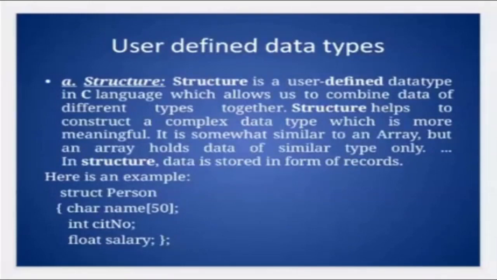A structure, which is a user-defined data type in C language, allows us to combine data of different types together. Structure helps to construct a complex data type which is more meaningful. It is somewhat similar to an array, but an array holds data of similar type only. In structure, data is stored in the form of records. So here is an example of a struct variable. Here a person's personal record is given, which includes the name of the person declared as a character array, city number as an integer variable, and salary as a float variable.